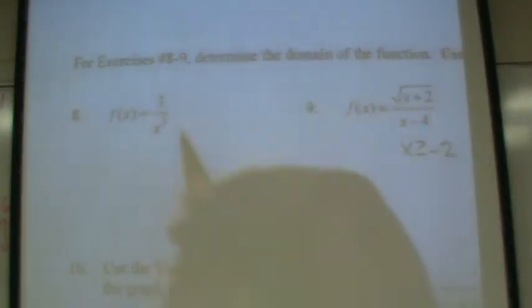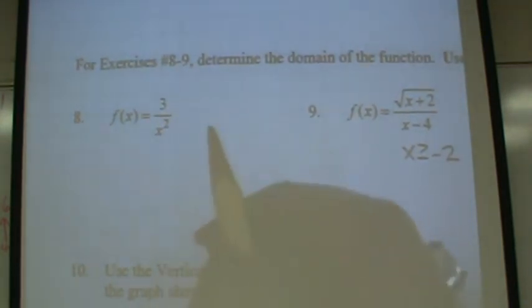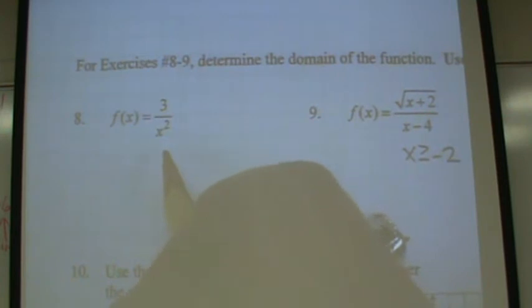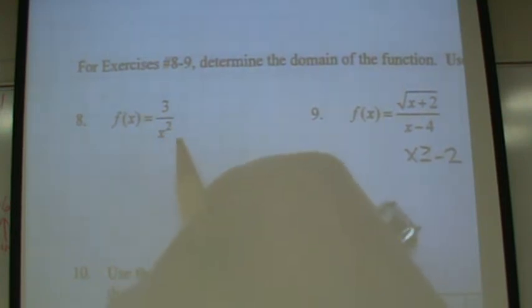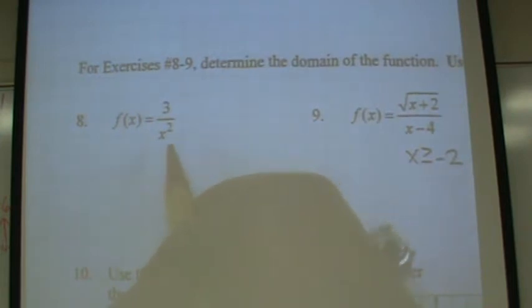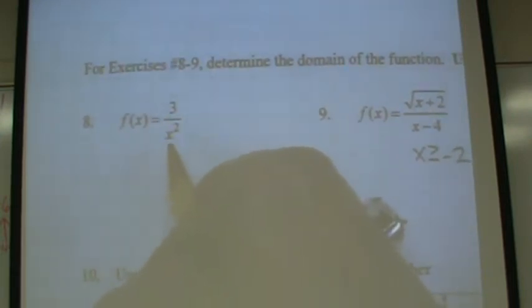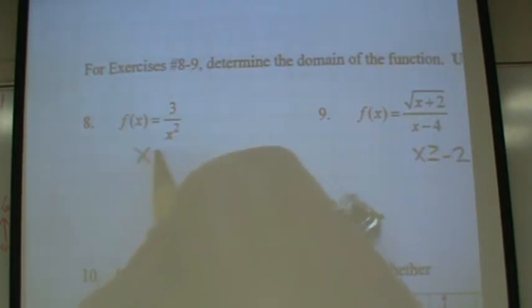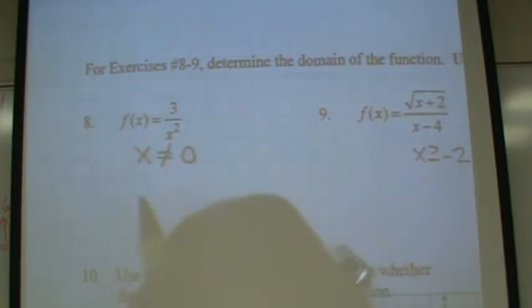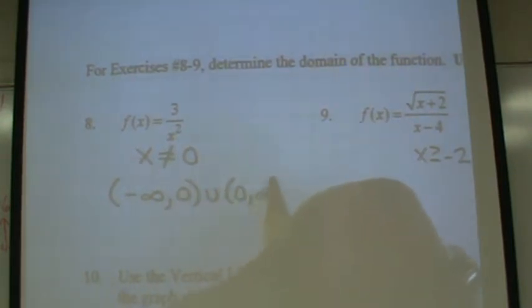Number 8, the domain. Okay, if you have an x in a denominator, what do you do with that denominator? You set it equal to 0, and those are the areas where you need to stay away. So for number 8, what can't x be? 0. So in interval notation, it's negative infinity to 0, 0 to infinity.